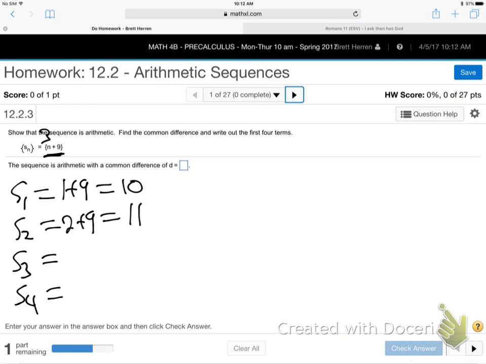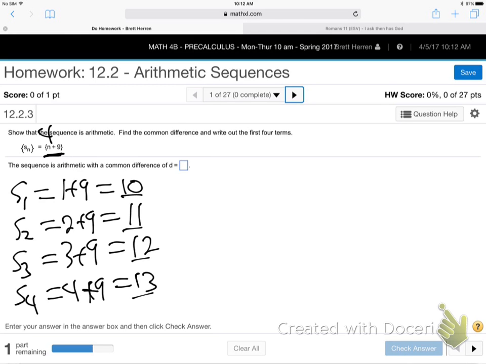Let's plug in 3. 3 plus 9, 12. Let's plug in 4. 4 plus 9, 13. So this is the first term, second term, third term, fourth term. So notice it's 10, 11, 12, 13, dot, dot, dot. That's the sequence that this formula produces. Makes sense what I'm doing there?